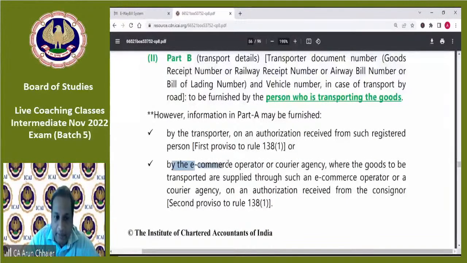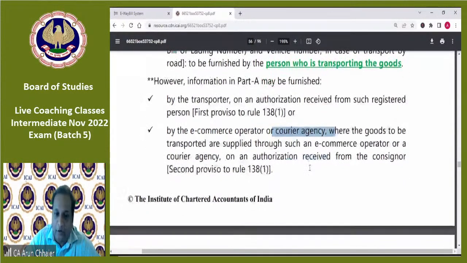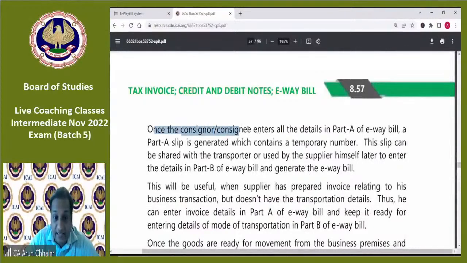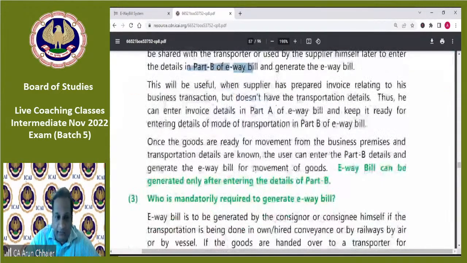Part B can be entered by the e-commerce operator, courier company, transporter, or on an authorization received from the consignor. Once the consignor enters all the details in part A, a slip is generated which contains the temporary number. This slip can be shared with the transporter to enter the details of part B and generate the e-way bill.